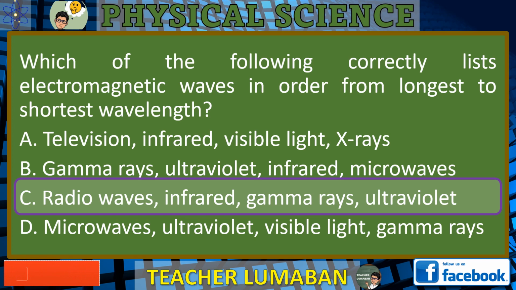Therefore, the correct order from longest to shortest wavelength is: sa makatuwid, ang tamang pagkakasunod-sunod mula sa pinakamahaba hanggang sa pinakamaikling wavelength ay radio waves, mga alon ng radyo, infrared, ultraviolet, gamma rays.